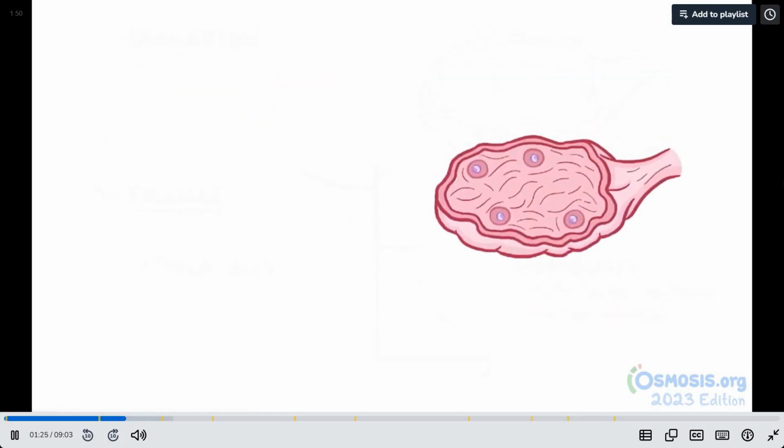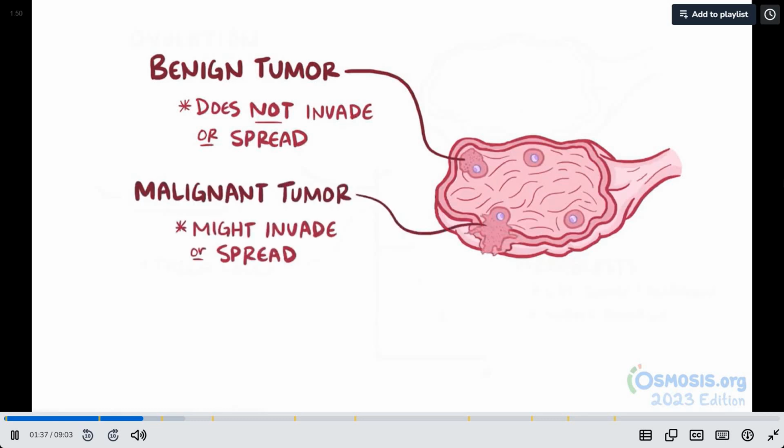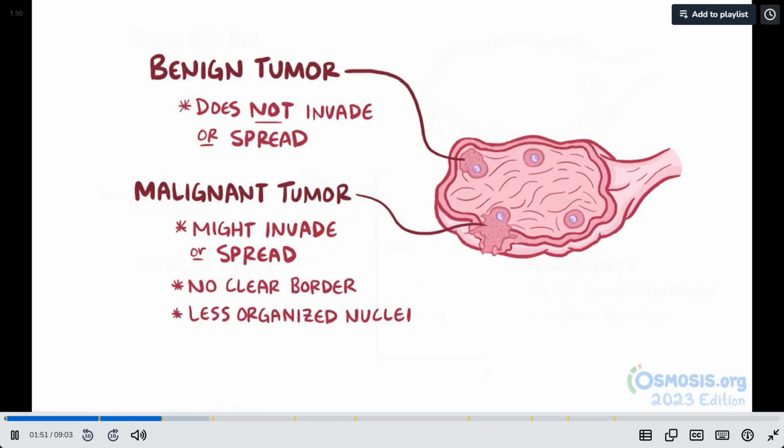If any of those cells start to divide uncontrollably, it can either form a benign tumor, which means that it doesn't invade nearby tissue or spread to other parts of the body, or it can be a malignant tumor, which means that it can invade nearby tissue and spread to other parts of the body. Compared with benign tumor cells, malignant tumor cells have key features, like not having a clearly defined border or having slightly less organized nuclei.